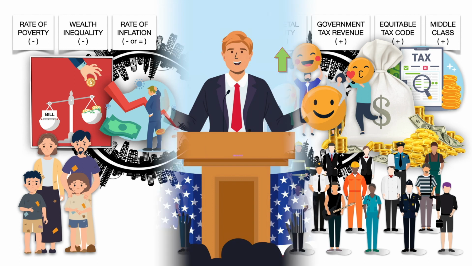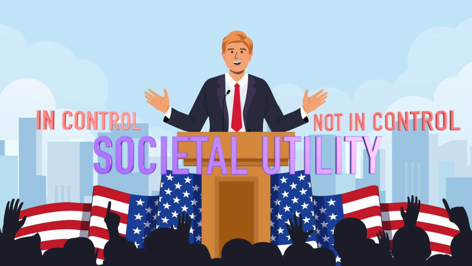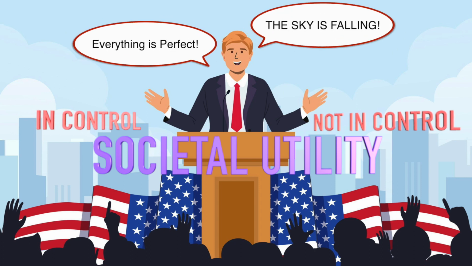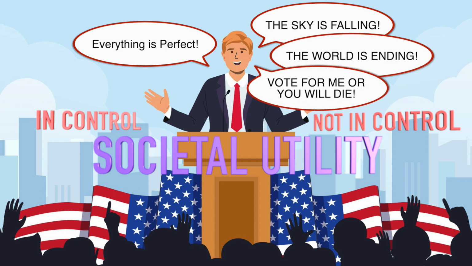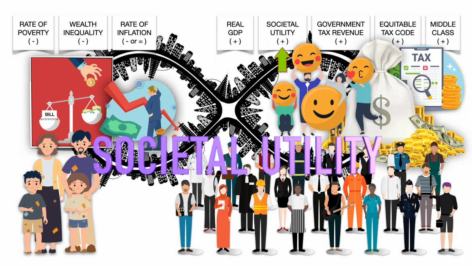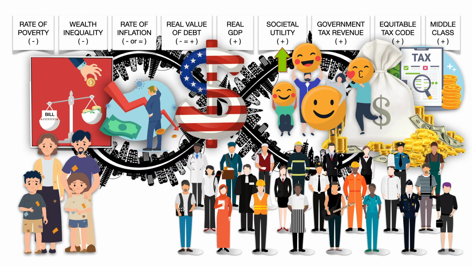But we won't be able to rely on our politicians to gauge this variable, because their answer will depend on whether their political party is in control. If they are, everything's perfect. If they're not, the sky is falling and the world is ending and you need to vote for them. So we're going to have to block out all that political bullshit when determining both societal utility and the last variable, the real value of our national debt.